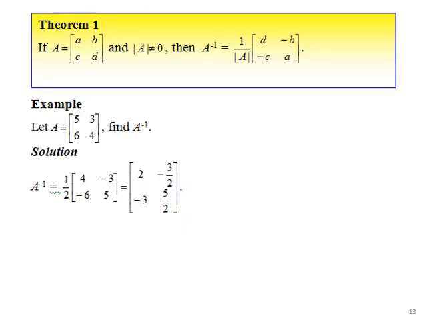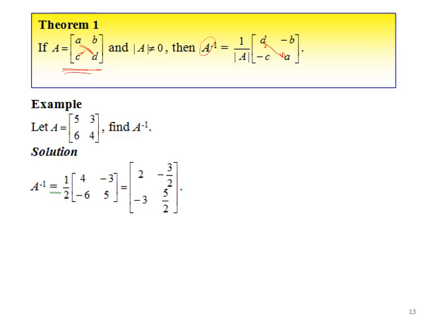Now how can we find the inverse? The first method is easy. It's used only for a 2 by 2 matrix. It says the inverse of matrix A equals 1 over the determinant, so we should have determinant not equal to 0, and the first two elements A and D will exchange their positions, and B and C we keep in the same position, but we change their sign.